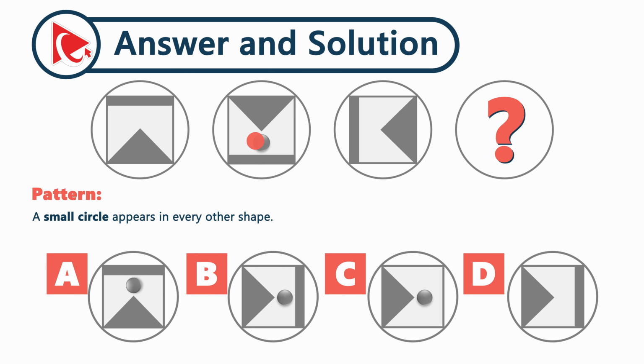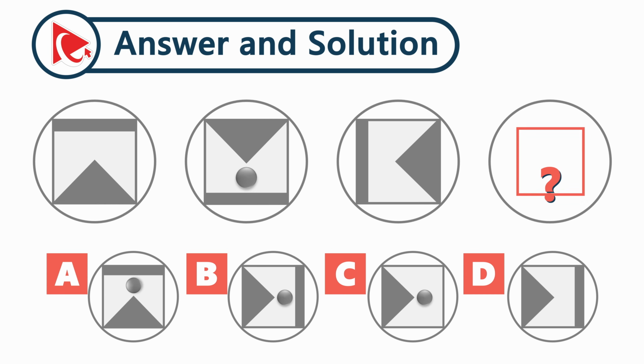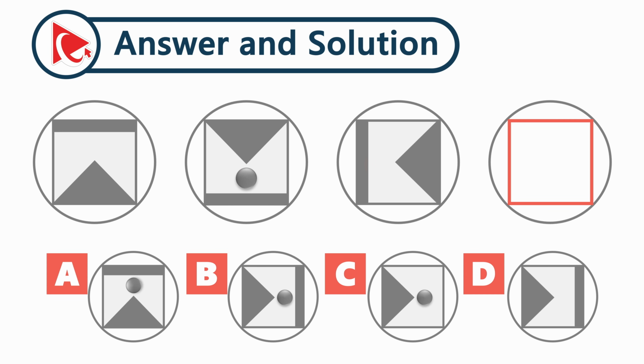Small circle appears in every other shape, so we would see it in the target shape, which is missing. And then small rectangle is always on the opposite side of the triangle's pointer. Knowing these patterns, let's construct the target shape. The target shape should have a small circle, it should have a triangle at 9 o'clock, and the rectangle should be on the opposite side of the triangle's pointer.